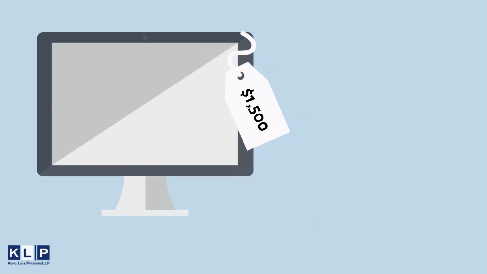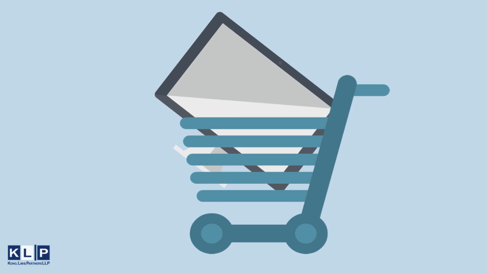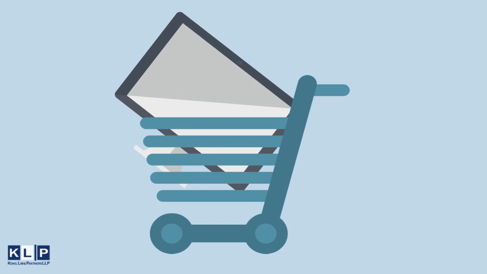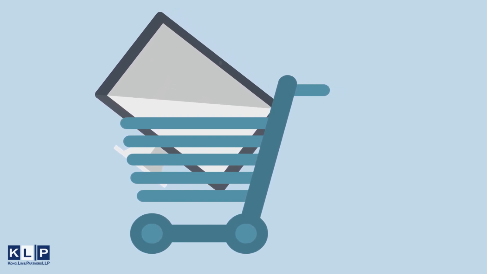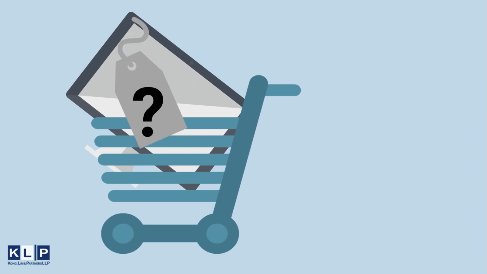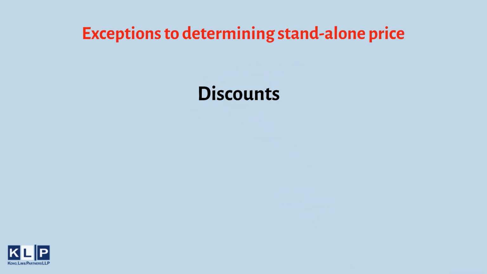We need to base this transaction price on a relative stand-alone selling price. The definition of this is the price at which the entity would sell the promised goods or service on a stand-alone basis. Therefore, we must determine the stand-alone price before allocating any transaction price. However, there are exceptions to this rule: allocating discounts and allocation of variable consideration, which will be discussed in another episode of our series.